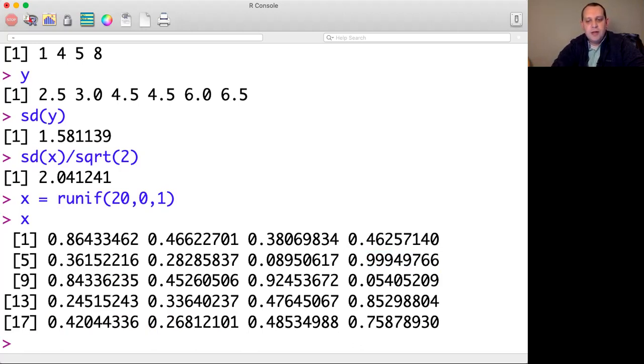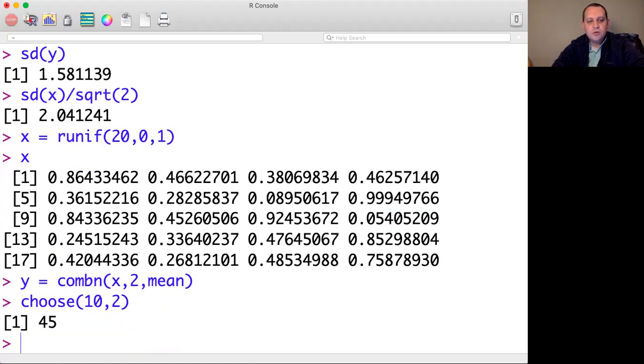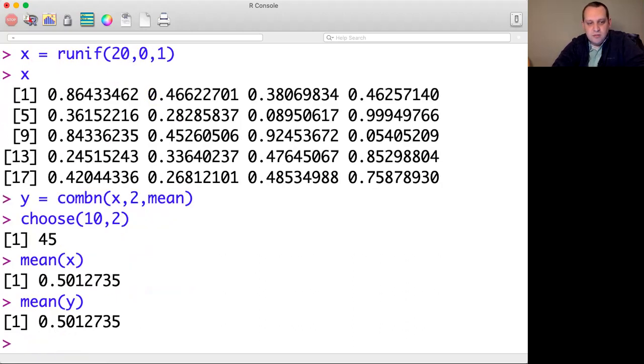Anyways, so these are the 20 values, and we're going to do this game again. We're going to look at all the combinations of size 2, and we're going to take the means of those combinations. There's going to be 45 of these because 10 choose 2 is 45. Remember, 10 choose 2 by definition is 10 times 9 divided by 2. So that's 5 times 9 or 45. And we know that the mean of the original data set X, whatever it is, is also going to be the mean of our set Y. Okay, so those means are going to be the same.